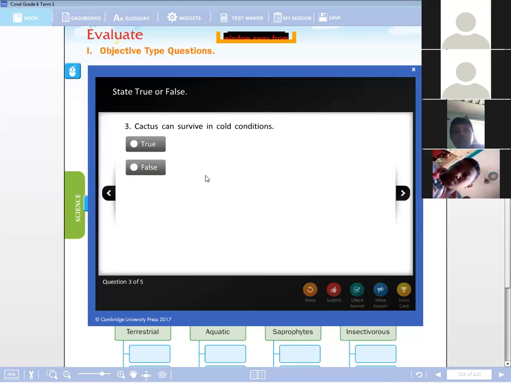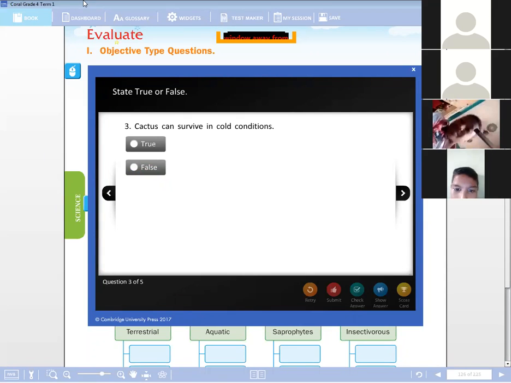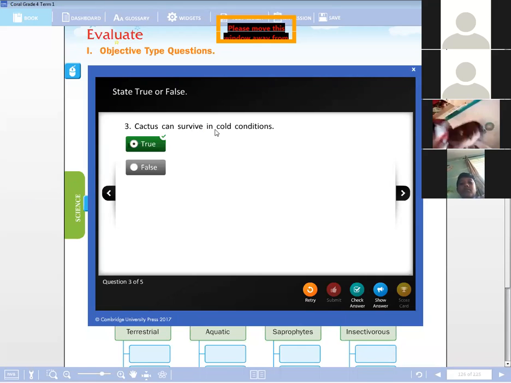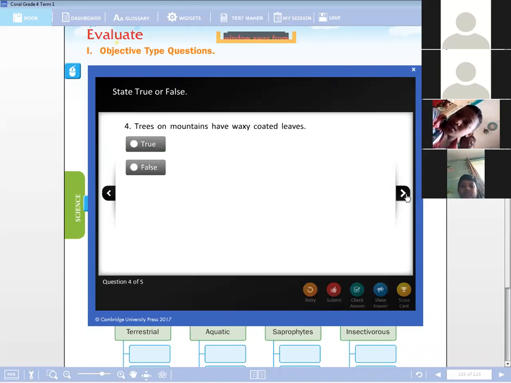And coming to the third one, cactus can survive in cold conditions. Whether a cactus grows in polar regions, children, a cactus plant is grown in cold conditions. False. Okay, Ritesh is telling it is false. Yes, we go for the option false. Show the answer. Yes, it can also survive. They are not asking whether it can grow. It can survive. Yes, it can survive in both hot regions as well as in cold regions, children.